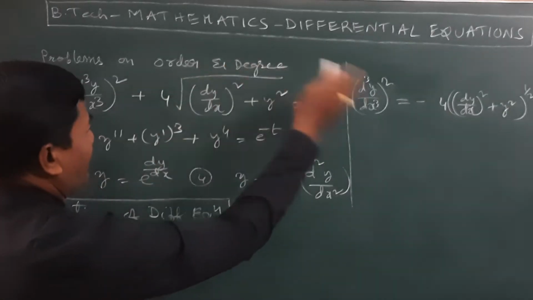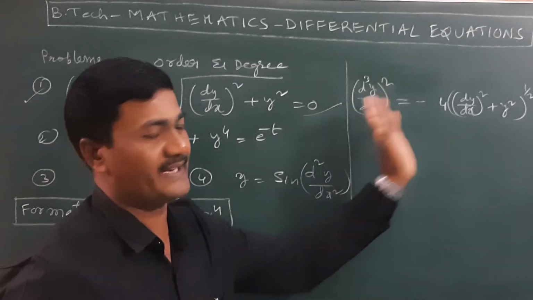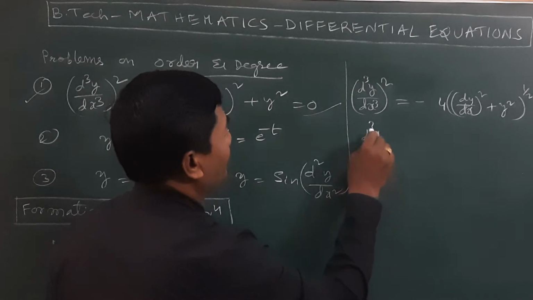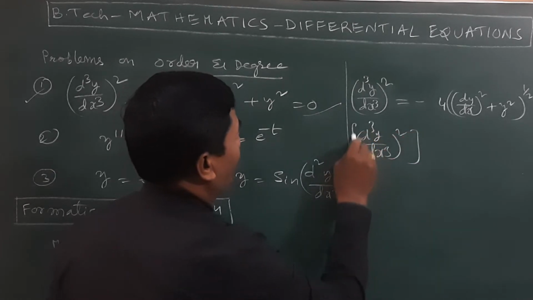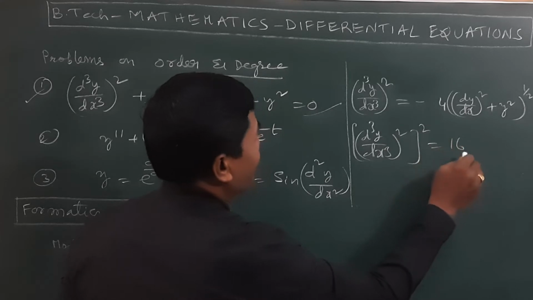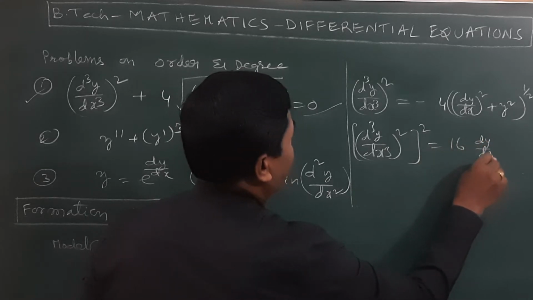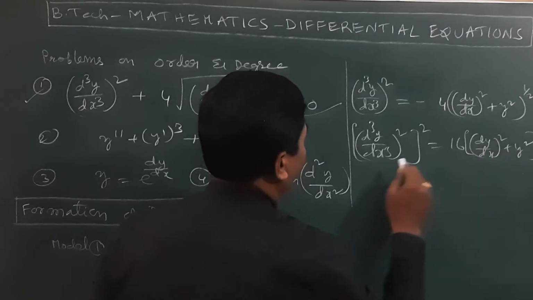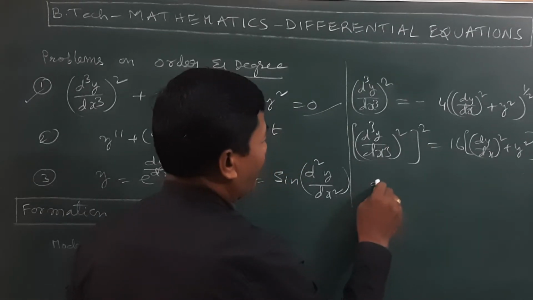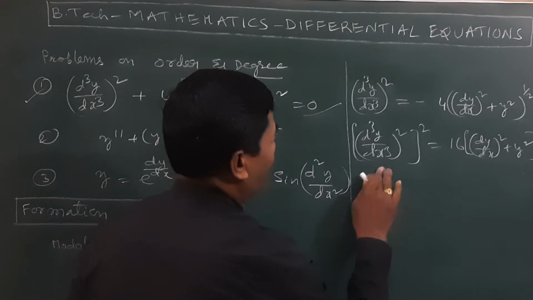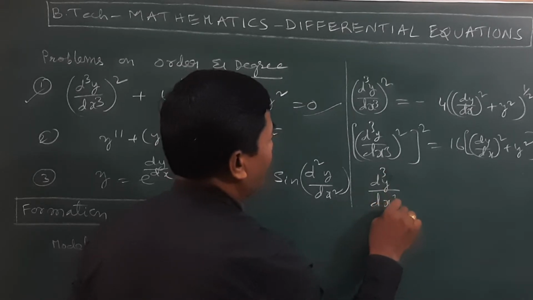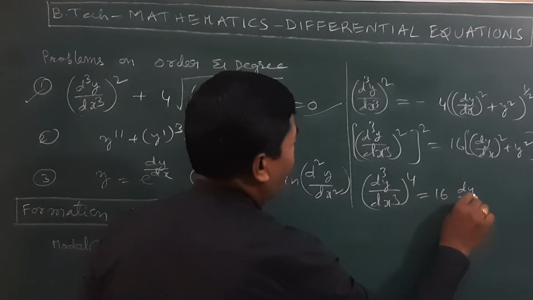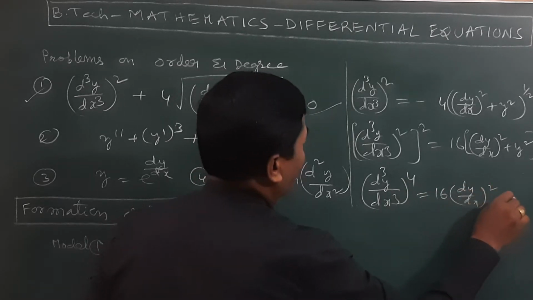Because we can transfer it to the right side, minus of 1. Squaring on both sides, (d cube y by dx cube) whole square is equal to 16 into ((dy by dx) whole square plus y square). This is nothing but the same: a power m whole power m, so (d cube y by dx cube) whole power 4 is equal to 16 into ((dy by dx) whole square plus y square).